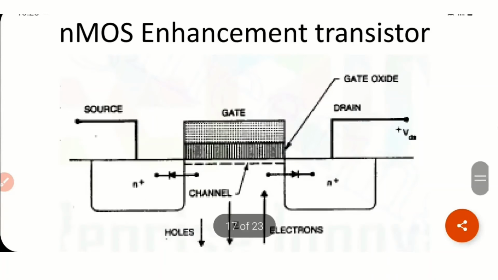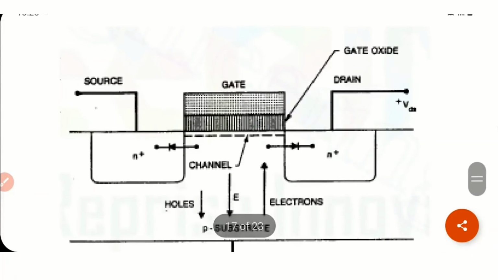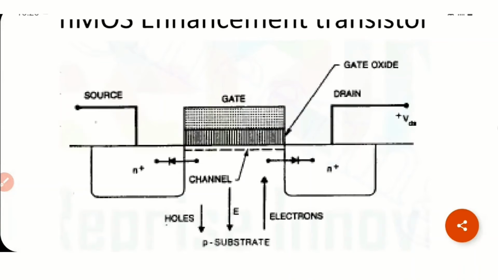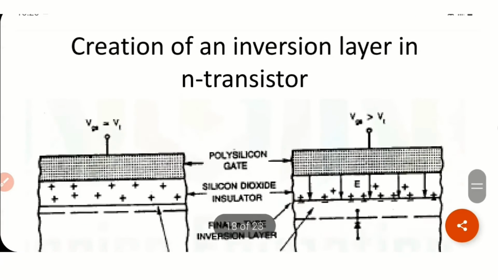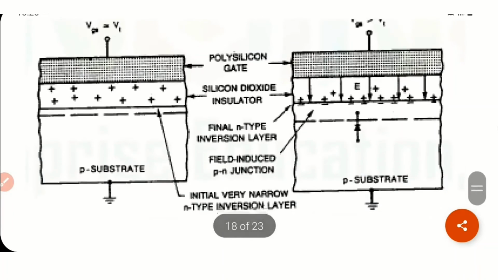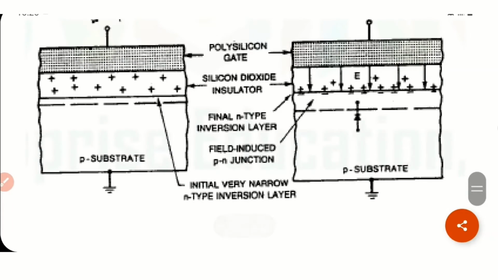This is your NMOS enhancement transistor. This diagram shows the source, the drain, the gate, and the substrate. The next diagram shows what we have already discussed, the creation of an inversion layer in the N transistor. So the layer formation is shown.